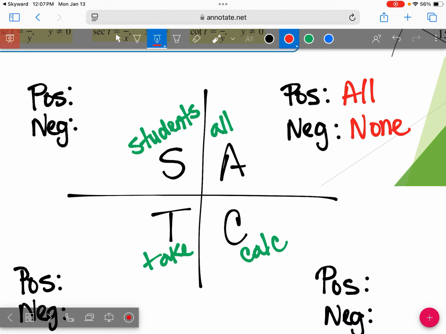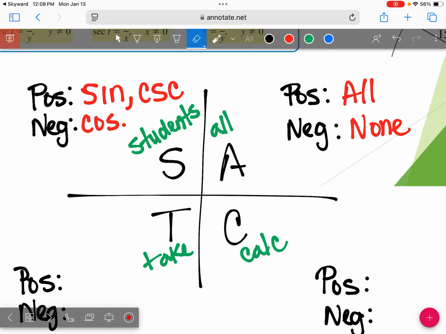In quadrant 2, the S stands for sine. So what's positive in quadrant 2 is sine. And who do we say the sister to sine was? Who's the sister to sine? Cosecant. Those two are positive. Everything else is negative. So that means that cosine is negative.